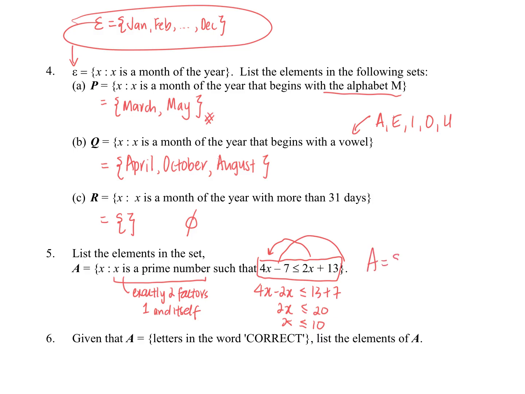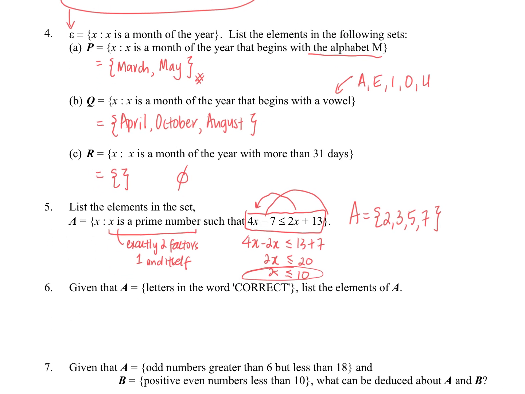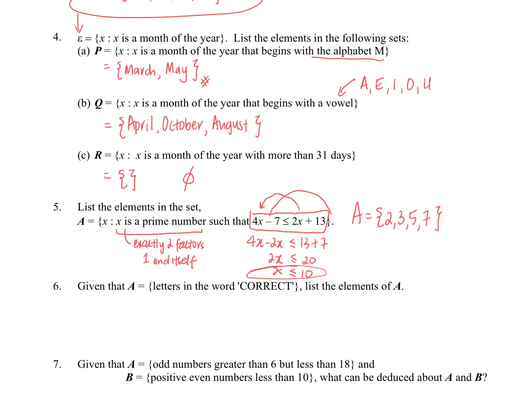So A contains what? 2, 3, 5, 7, done. Because 9 is not. So every prime number that is less than or equals to 10. So your set A only contains this. This is where they test you on your definition, your understanding of even, odd, prime. They are divisible by 2, right? On both sides.